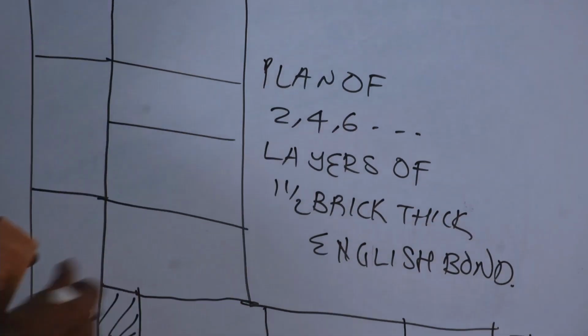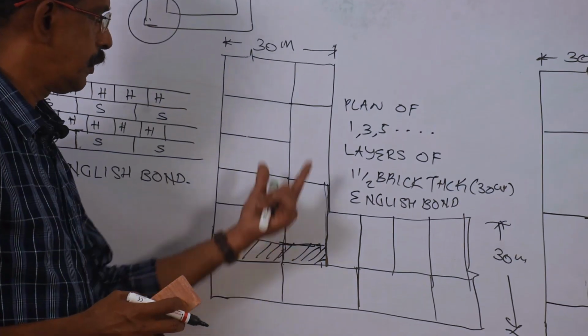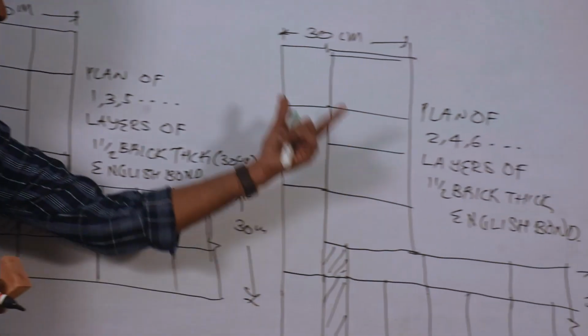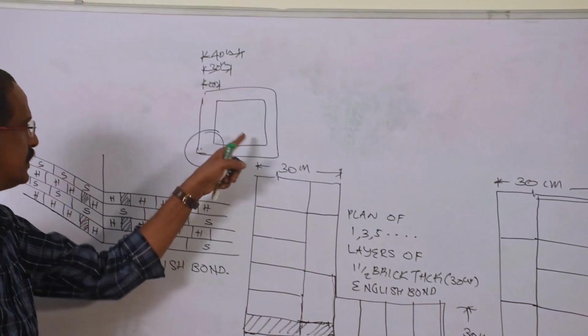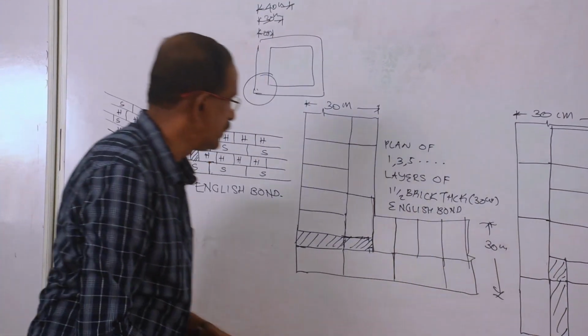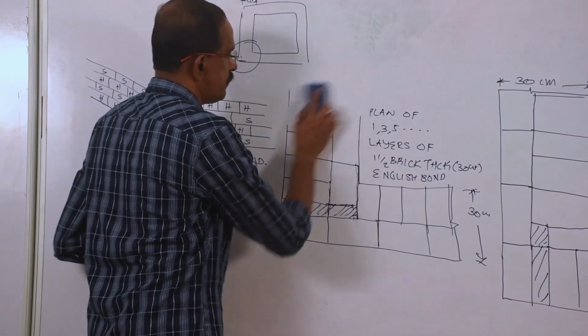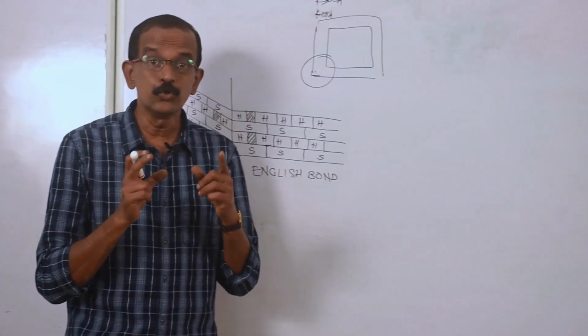English bond. So plan of 1, 3, 5 odd layers, plan of 2, 4, 6 even layers. Now the next is 40 centimeter. Width is increased to 40 centimeter. Again there will not be any change in the elevation. Elevation will be the same. Next is 40 centimeter, that is 2 brick thick.